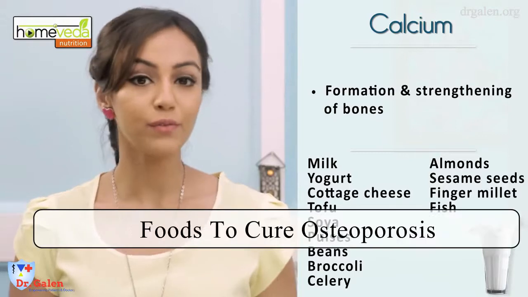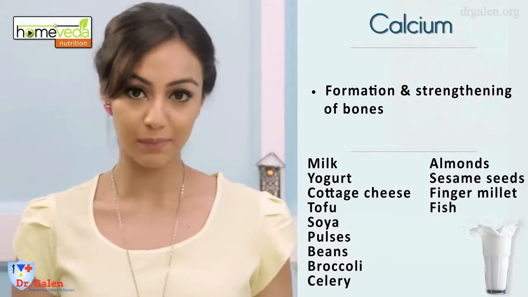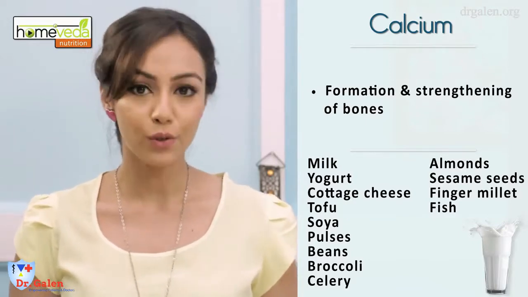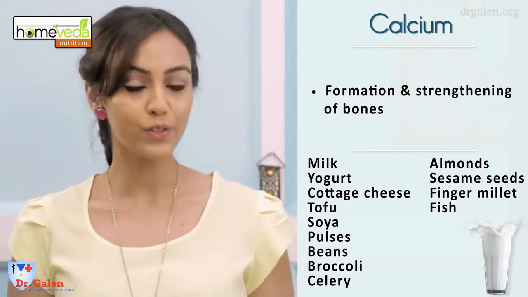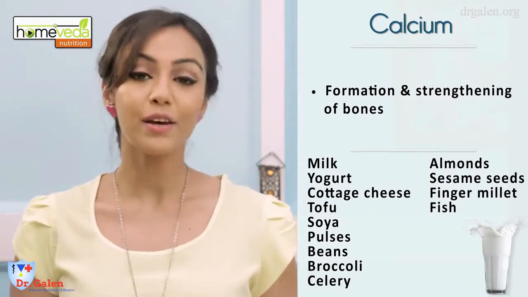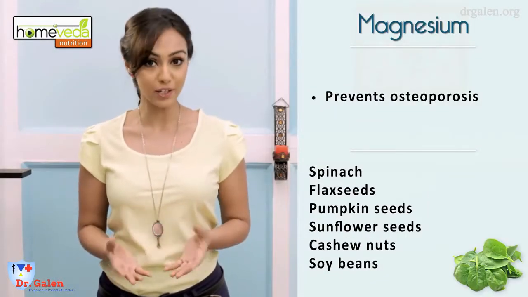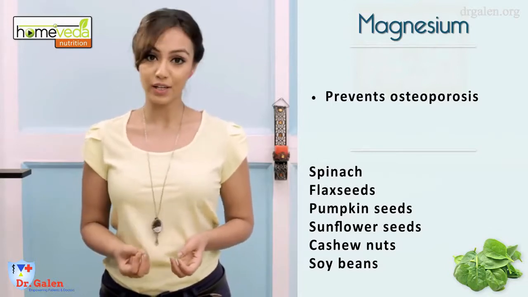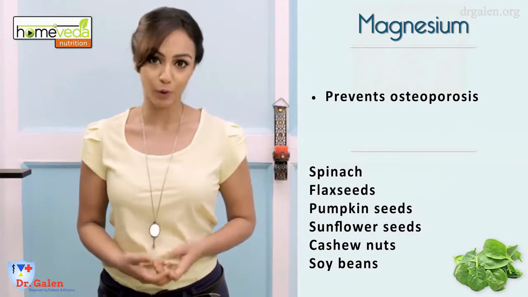Calcium is very important for the formation and strengthening of the bones. Hence, make sure to eat foods like milk, yogurt, cheese, cottage cheese or paneer, tofu, soya, pulses and beans regularly. Also consume broccoli, celery, almonds, sesame seeds, finger millet or ragi and fish. Magnesium-rich foods like spinach, flax seeds, pumpkin seeds, sunflower seeds, cashew nuts and soybeans work closely with calcium and will help you keep away from osteoporosis.